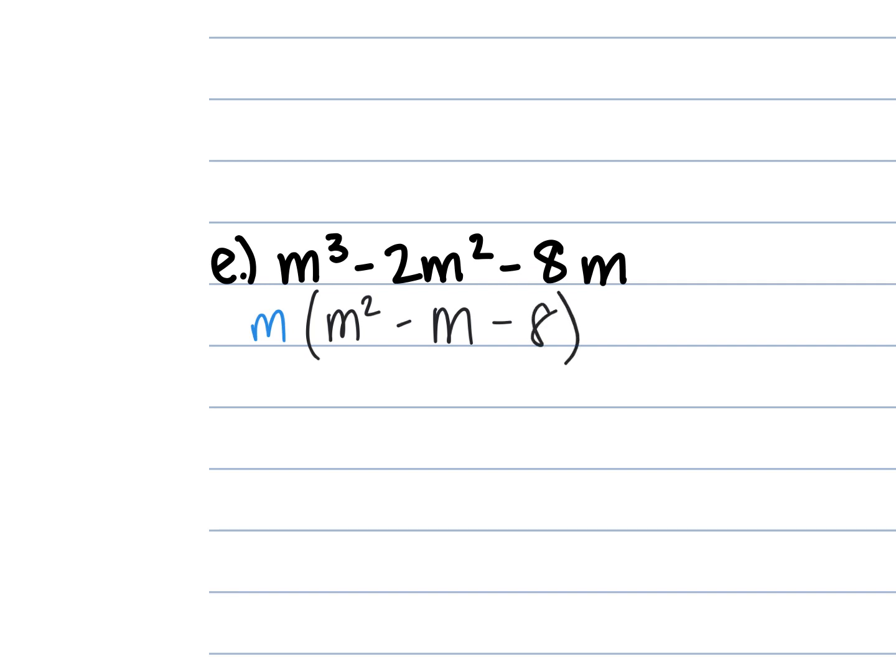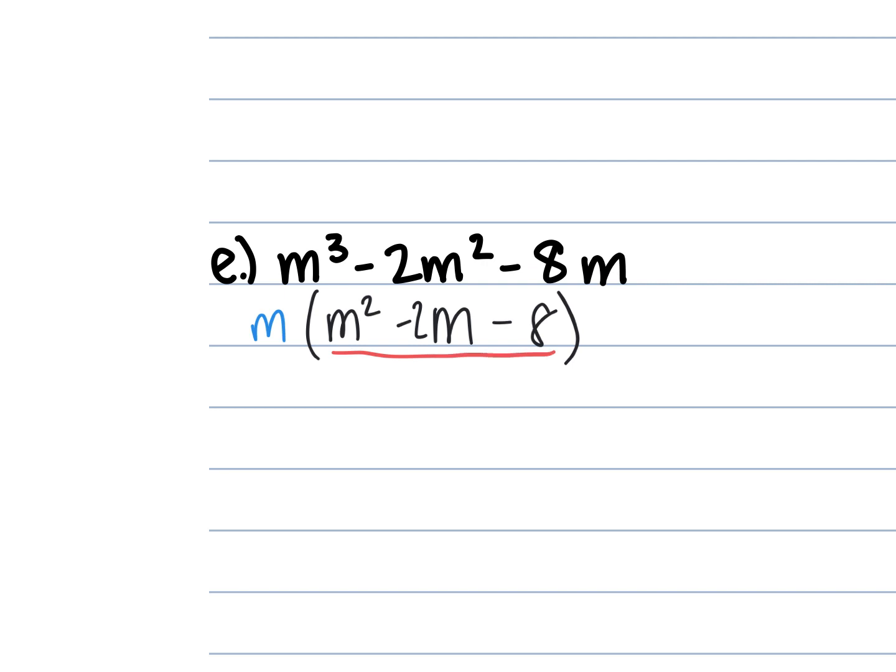Close. You're missing one thing. I want you to find it. M cubed divided by M is M squared. I agree with that. Negative 2M squared divided by M is not negative M. Negative 2. There you go. Negative 2M. Okay? And then minus 8M divided by M is going to be negative 8. Okay. So we did the GCF. Look at what's inside. Can we continue to factor that?